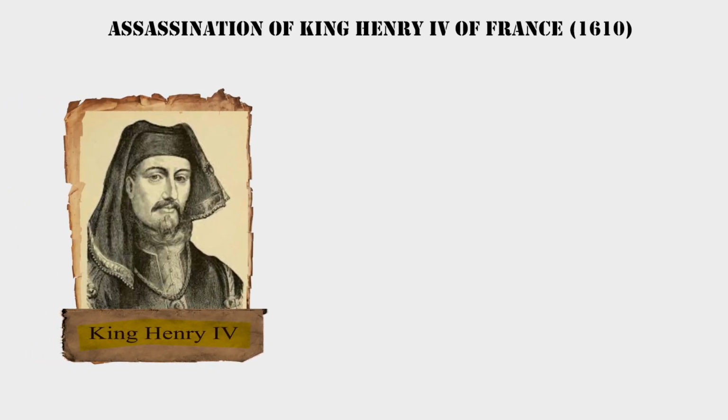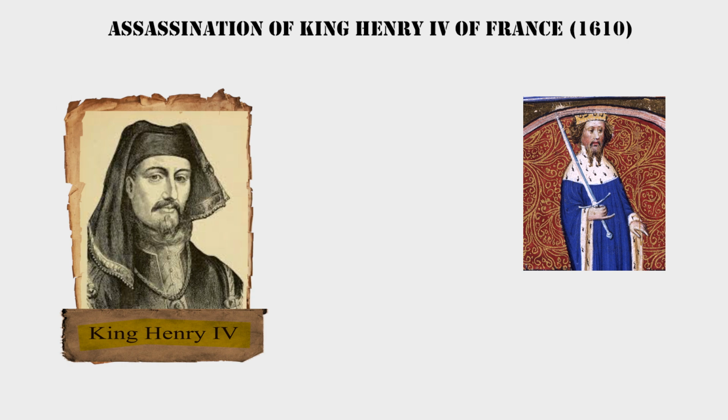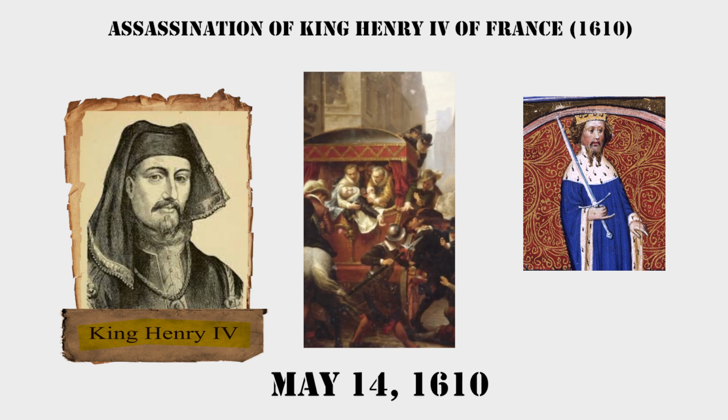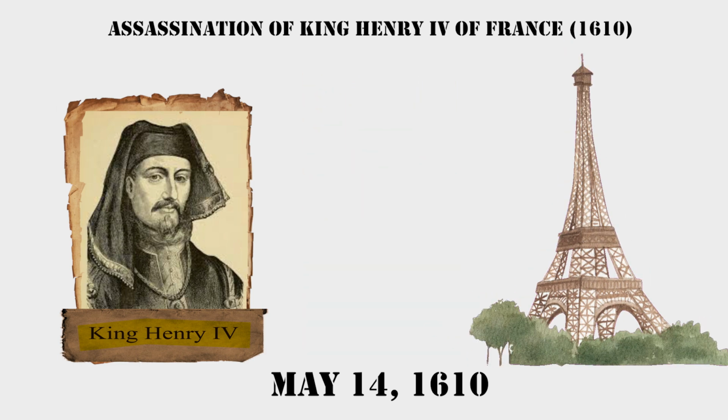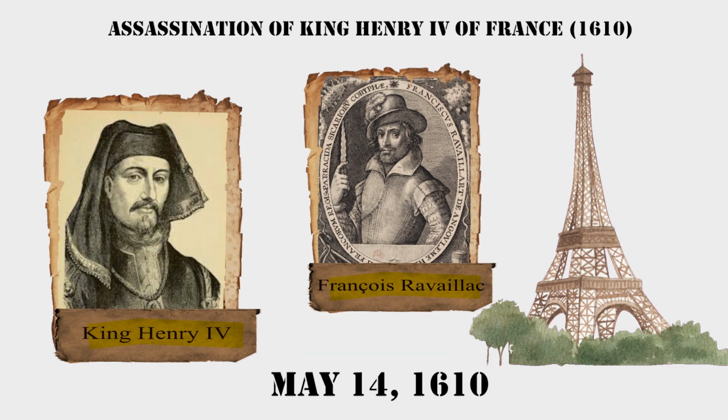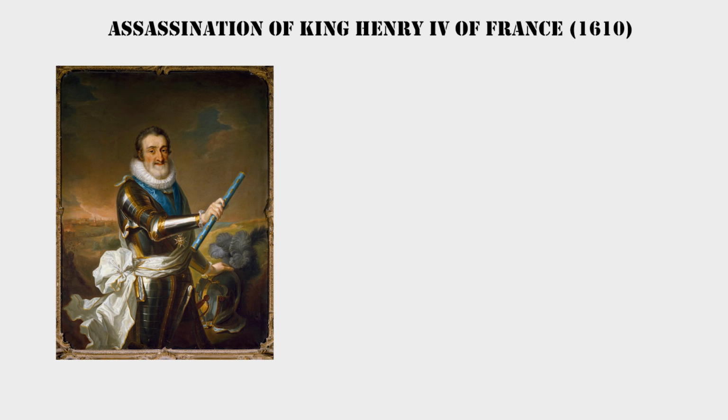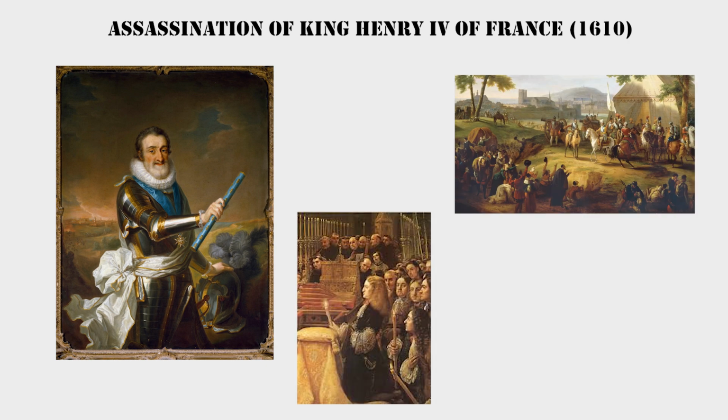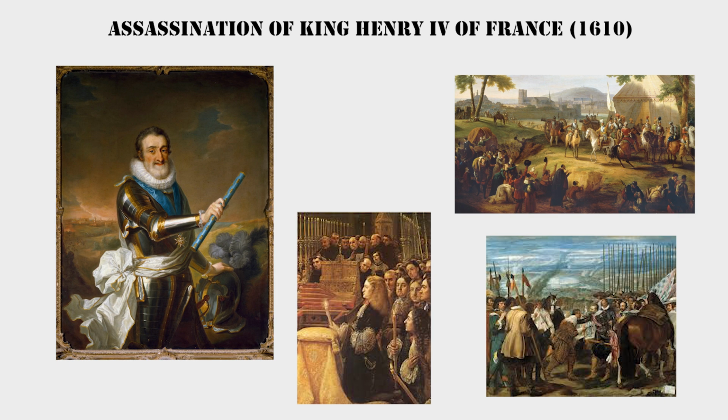3. Assassination of King Henry IV of France, 1610. King Henry IV, known for his Edict of Nantes granting religious tolerance, was stabbed to death on May 14, 1610, in Paris by François Ravaillac, a Catholic zealot. Henry was preparing a major military campaign against the Spanish Habsburgs to support Protestant rebels in the Netherlands.